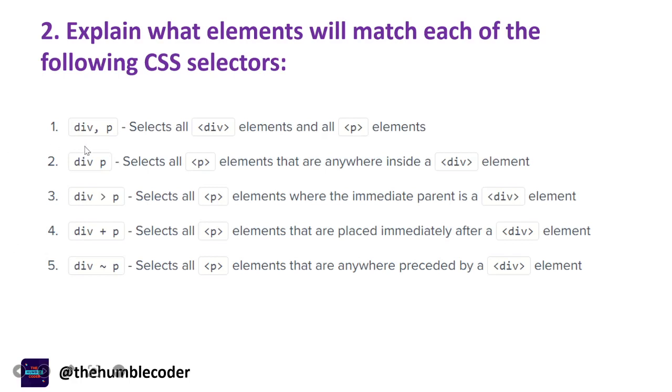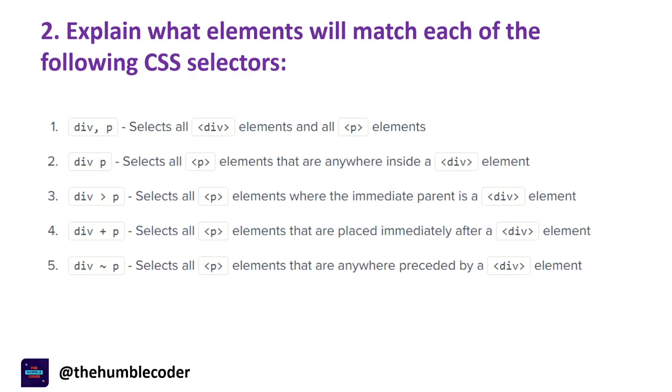So first one is div comma p. So this means that it will select all the div elements and all the p elements both. Okay, next one is div space p, which means that it will select all the p elements that are anywhere inside the div element. Third one is div and this arrow p. Okay, so this means that it will select all the p elements where the immediate parent is a div element. Fourth one is div plus p. This will select all the p elements that are placed immediately after the div element.